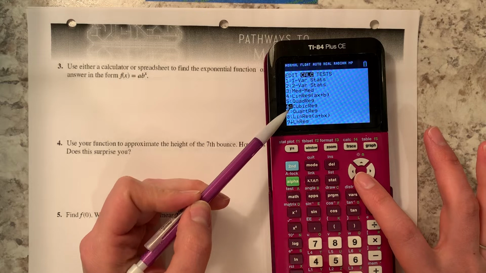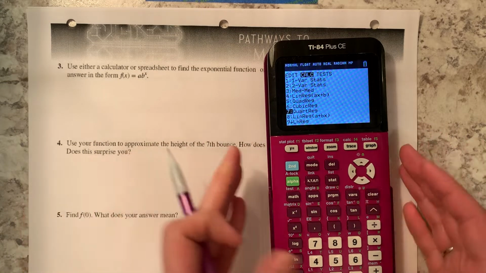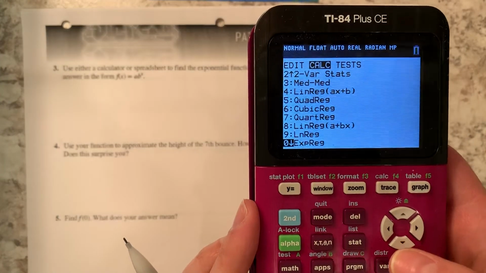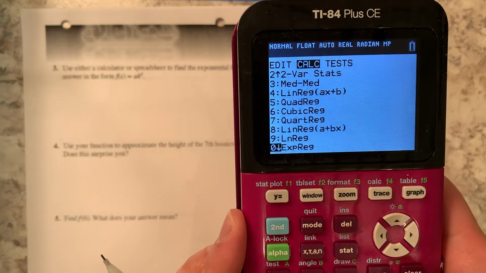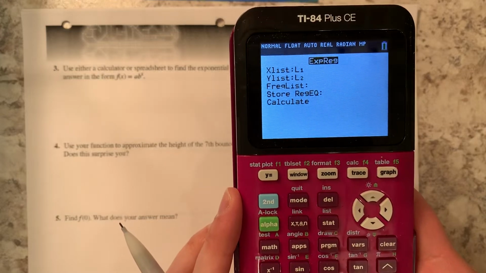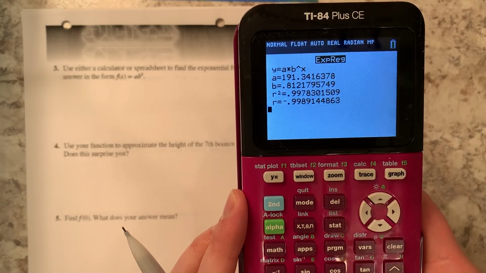There's cubic regression, that's x to the 3rd. There's quartic, which is x to the 4th. What we want is 0, exponential regression. So arrow down until you see ExpReg. So go ahead and press enter until you get to calculate, and it gives us the numbers.